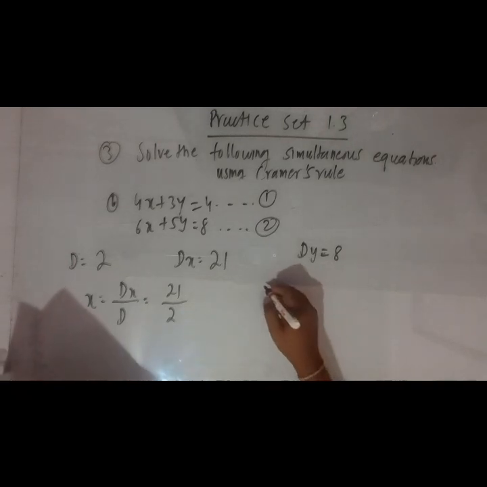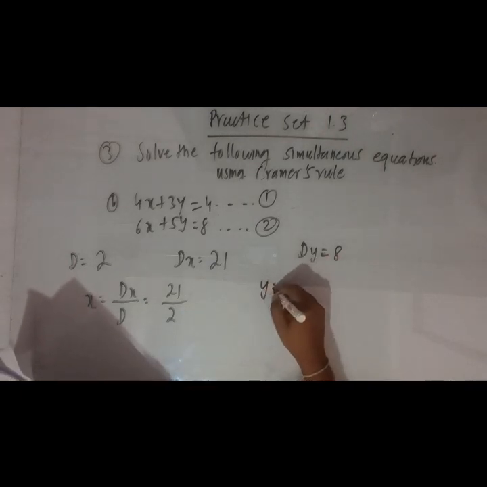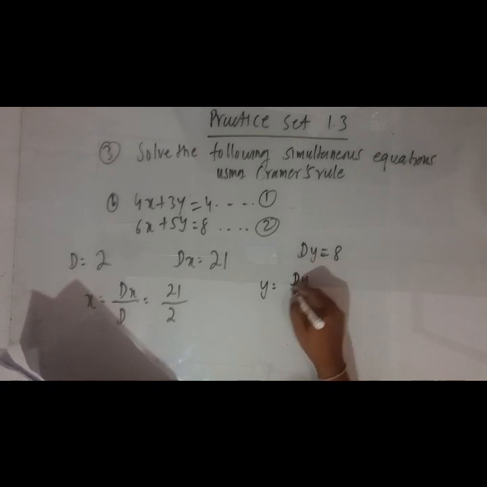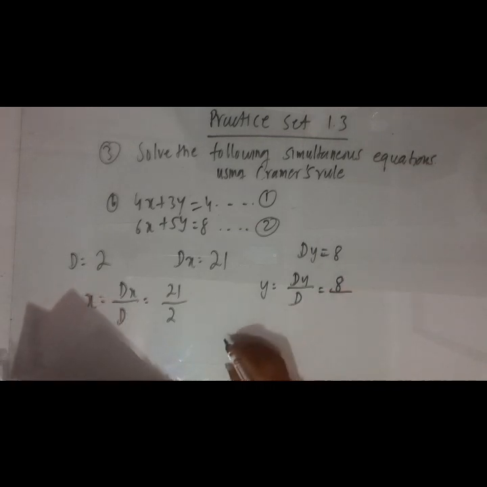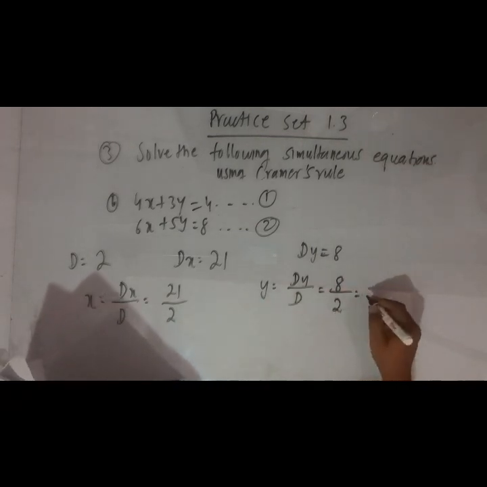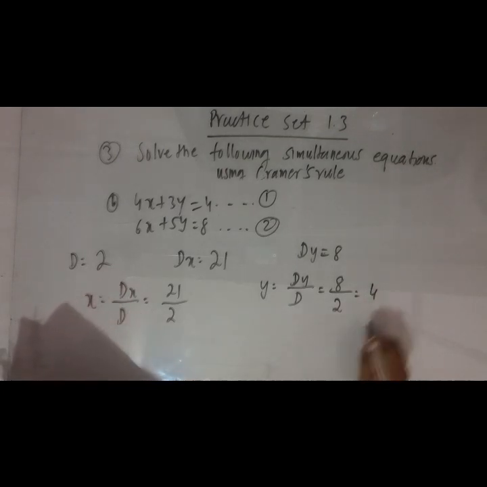And what about dy? What is the y value? It is dy upon d. Here dy is 8 and d is 2. So 8 upon 2 is 4. So y is 4.